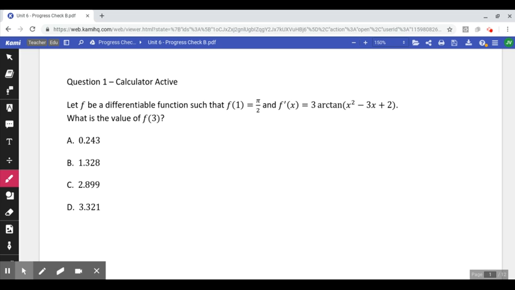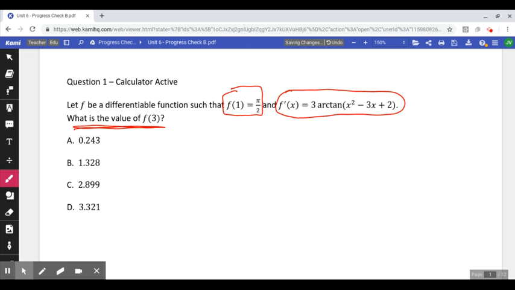In question 1, your calculator is okay to use, and it says let f be a differentiable function such that f at 1 is equal to pi over 2. That might be important. And f prime of x is equal to this whole mess over here. And we're asked to find the value of f at 3.